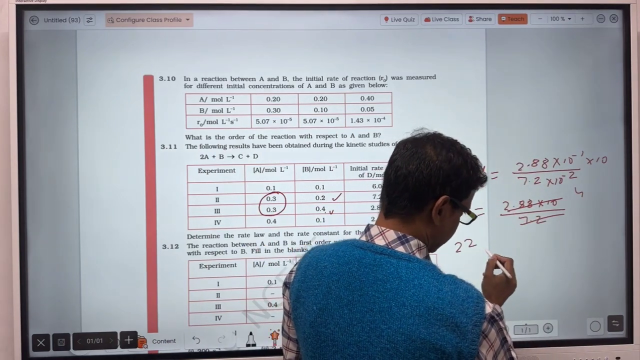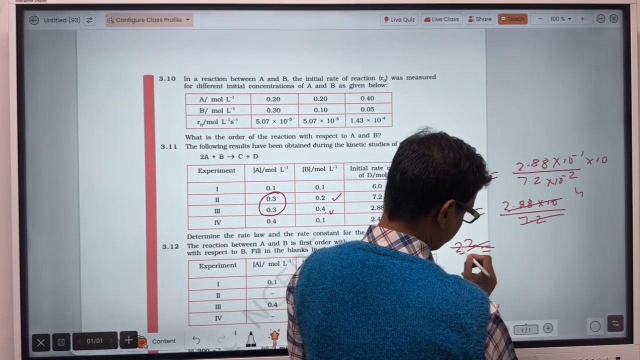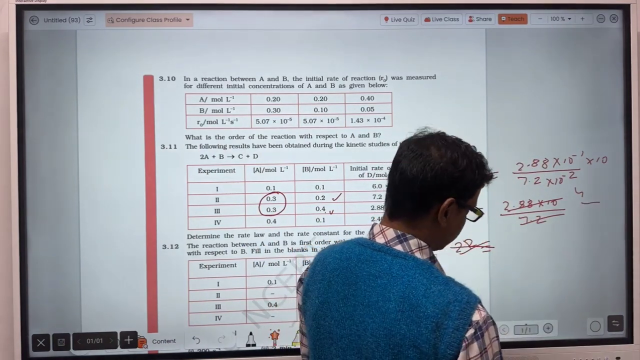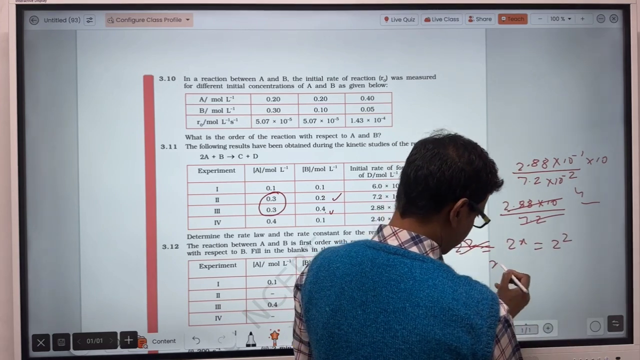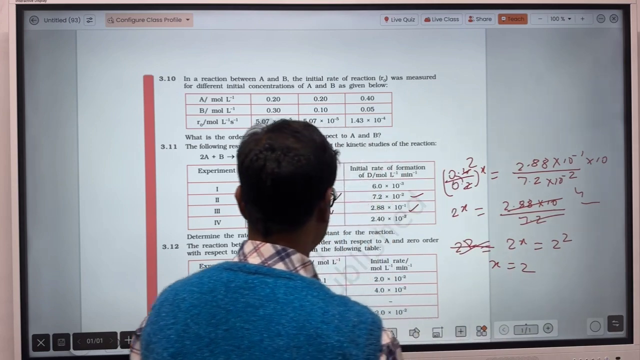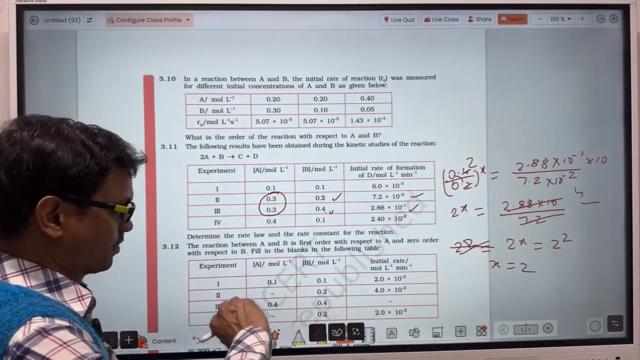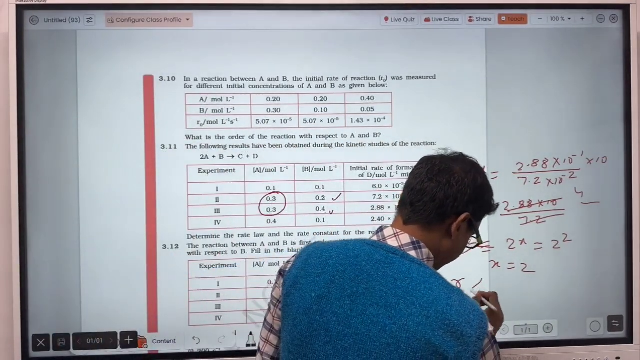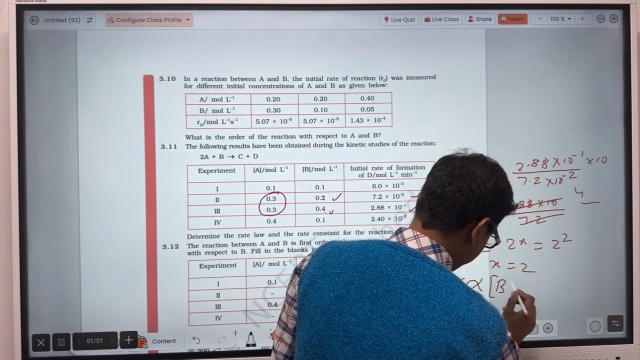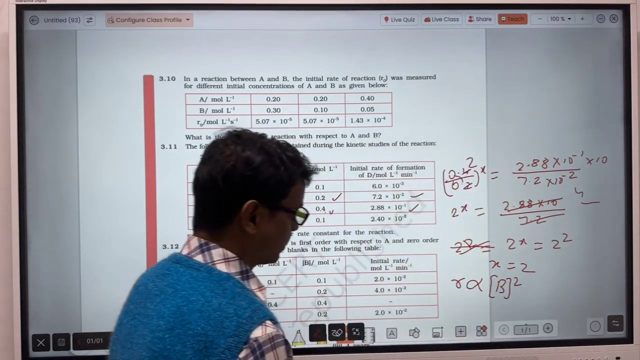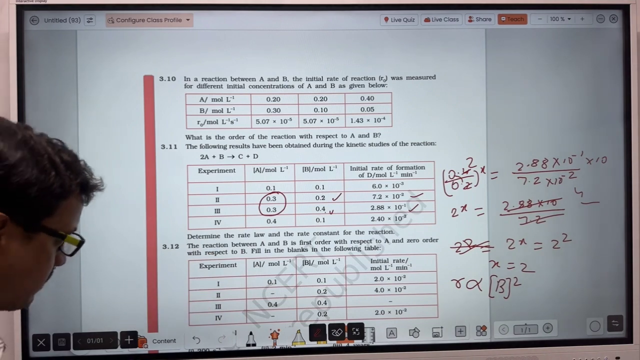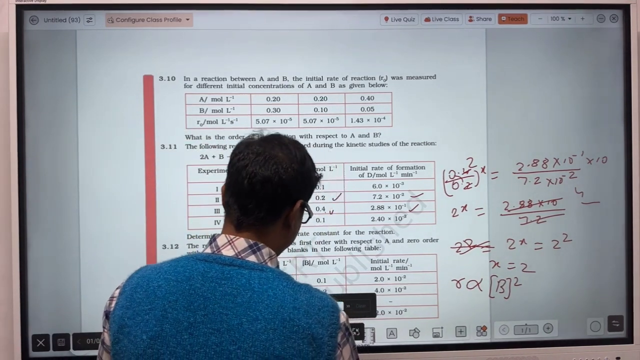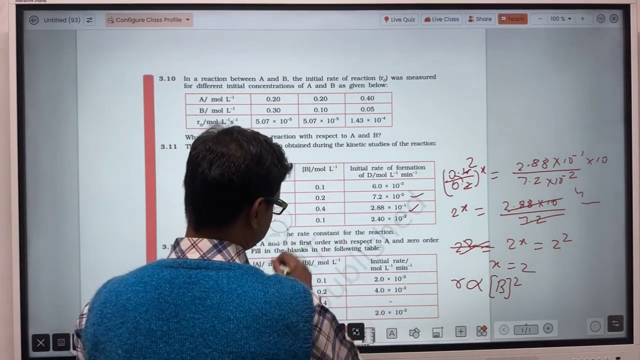So 2 to the power 2 is equal to 4, that can also be written as 2 to the power 2. So 2 to the power x equals 2 to the power 2, so x equals 2. So the rate law expression in terms of B is 2. So the rate of reaction will be directly proportional to the concentration of B to the power 2. Now in terms of A, what will the rate of reaction be?